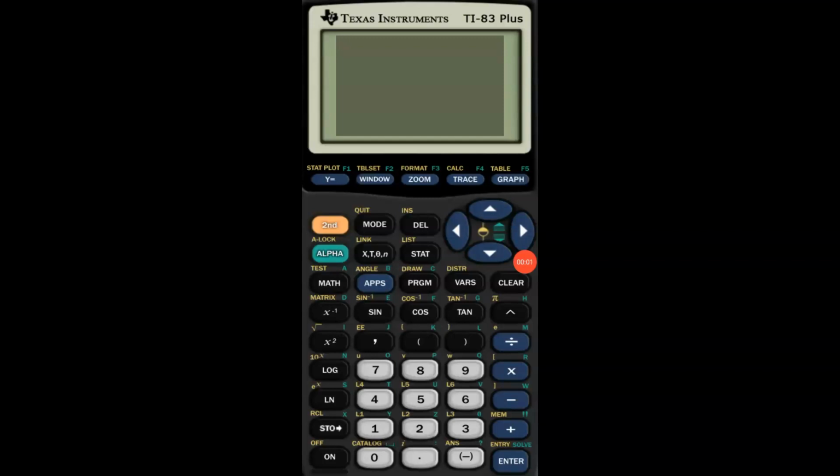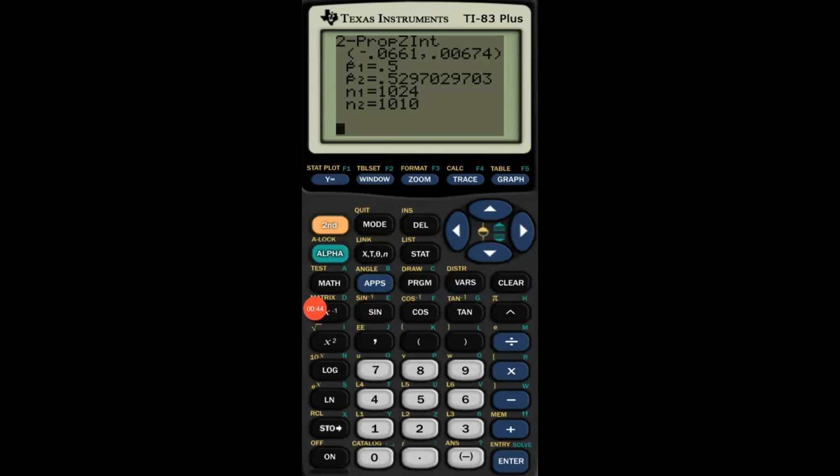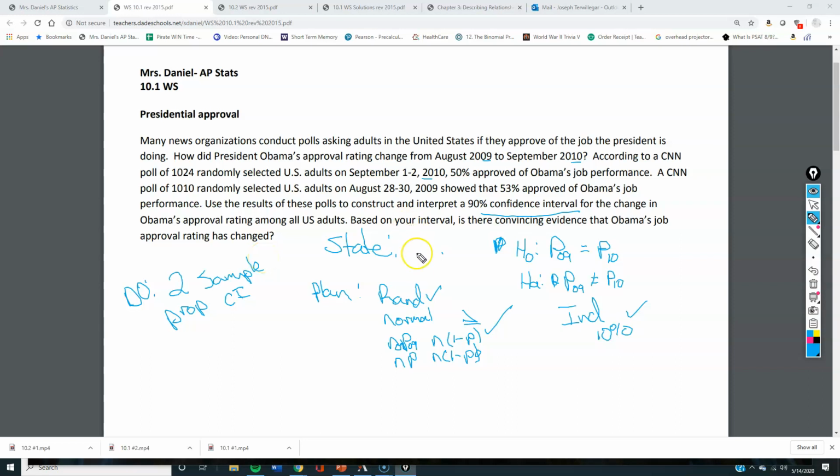Hey y'all, we're looking at 10.1, problem number 1. I'm going to do stat, test. This is a 2-proportion Z interval. All right, the first one, there's 1,024 people. Half said yeah, so half of 1,024 is 512. 0.53 of the other one said yeah, so 0.53 times 1,010 is 535. N1 and N2 are sample size. I already did this for you guys. Confidence level of 0.9. Yep. Calculate. Boom. That's our Z interval.